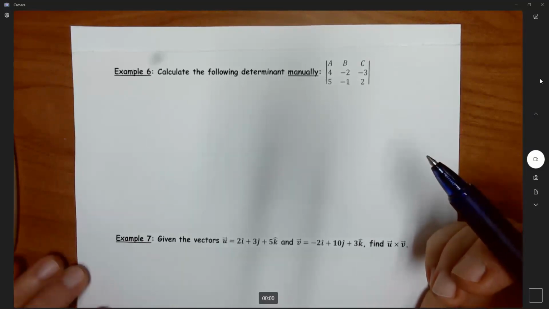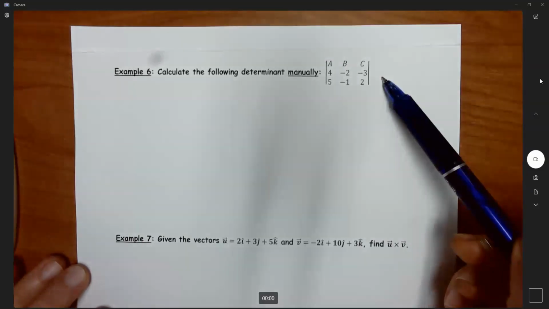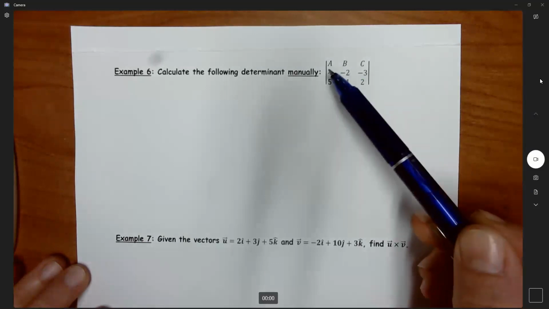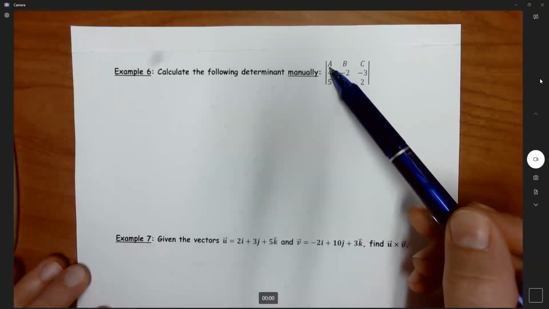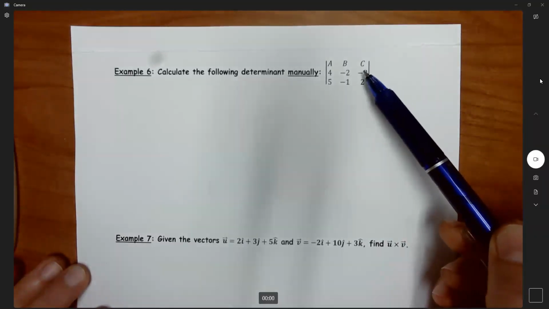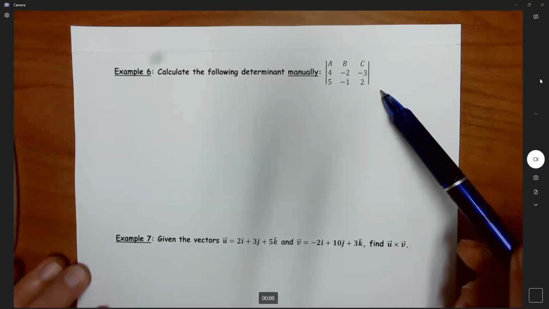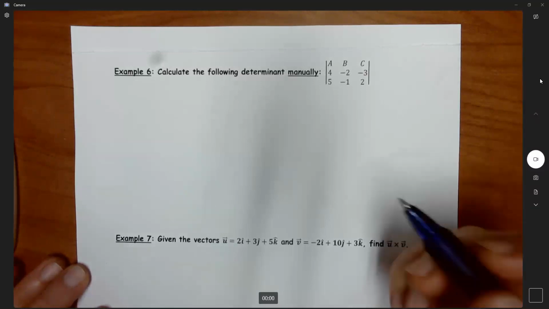It is still important that you know how to do it by hand, because when you are given something like this, something that does not have all numbers, even if I just had an A and then I had a number for B and a number for C, I could not put that in the calculator. And you're going to be given homework questions like this. And hint, hint, you will also be given a test question like this. So you need to be able to know how to do determinants by hand.